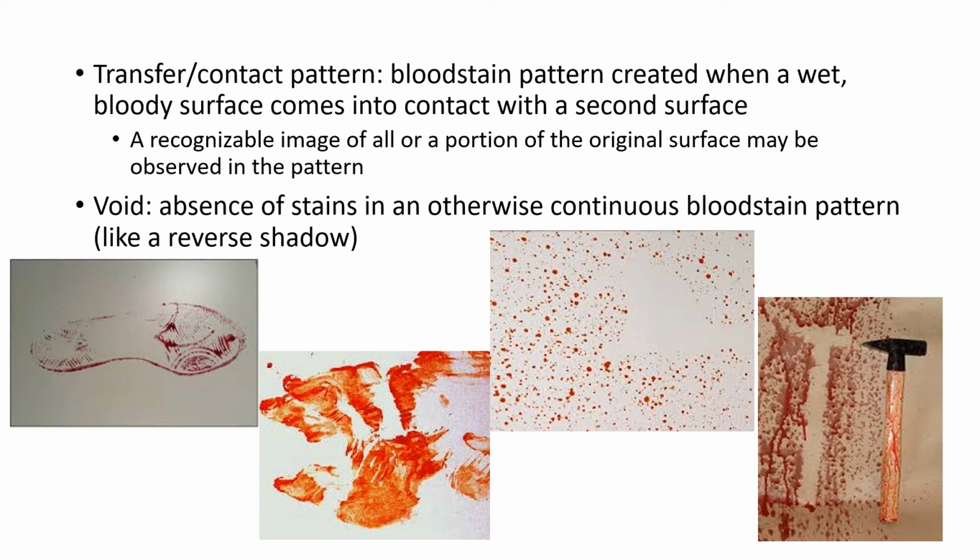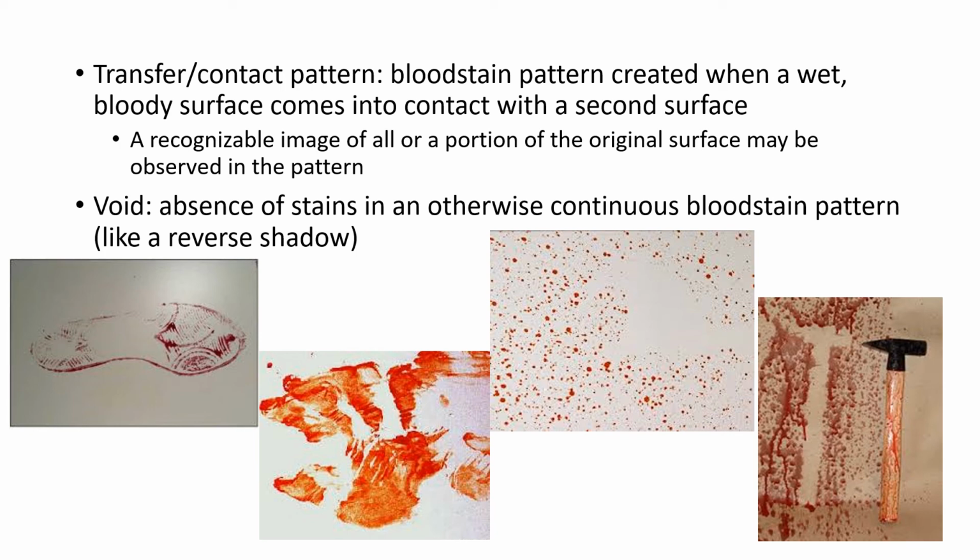We're also going to come across voids. Voids can tell us a lot if something was moved at the crime scene or removed from the crime scene. So a void is an absence of stains in an otherwise continuous bloodstain pattern. It's kind of like a shadow, but it's looking at what object was there that kept blood from depositing in that area and then was likely removed. These are shown in those two pictures on the right.